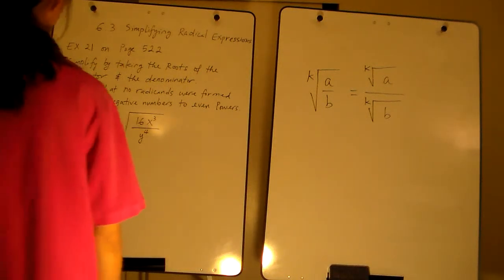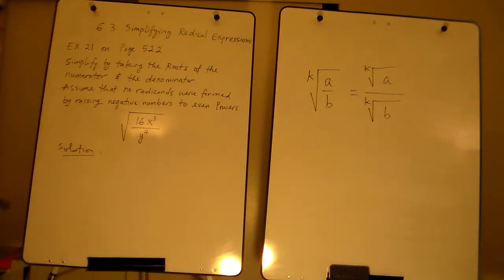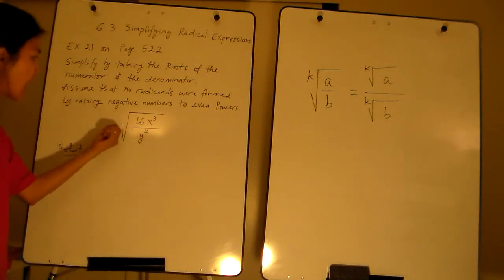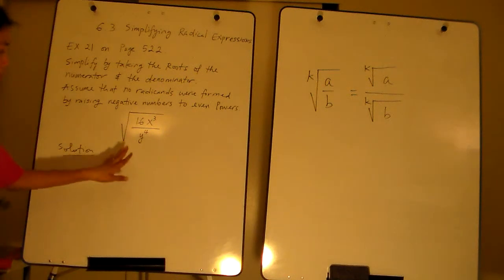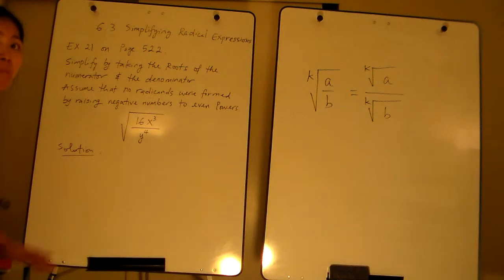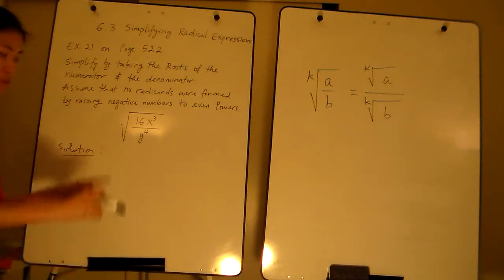Example 21 on page 522: simplify by taking the roots of the numerator and the denominator. Assume that no radicands were formed by raising negative numbers to even powers. So this statement assumes that the radicands of even roots are positive. It also means that if we can factor out the x and y outside of the even root, the x and y are positive numbers, so you don't need to use the absolute value.